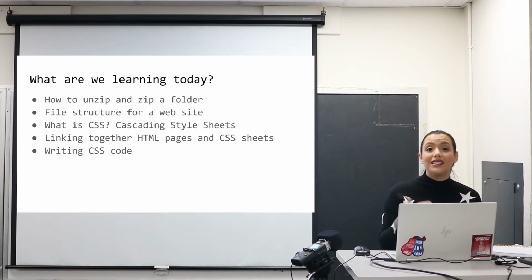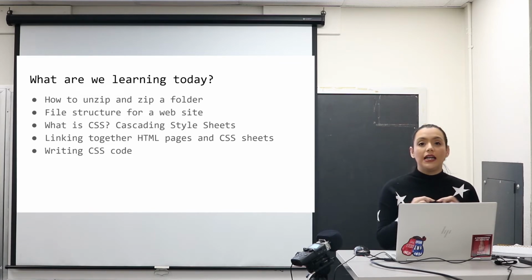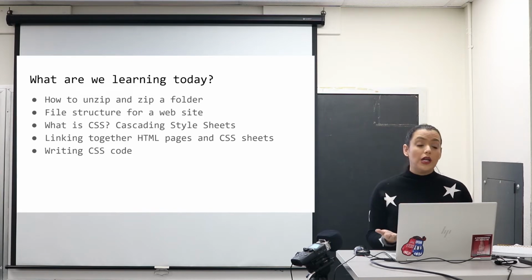We're going to talk about what is CSS, what it does, and how to code it. We're going to talk about how you link your HTML pages to your CSS sheets, because just because you created a CSS code, it doesn't mean that it is going to automatically apply to your HTML pages. You still have to add in an extra line of code in order to link it all together. So I'm going to show you how to do that.